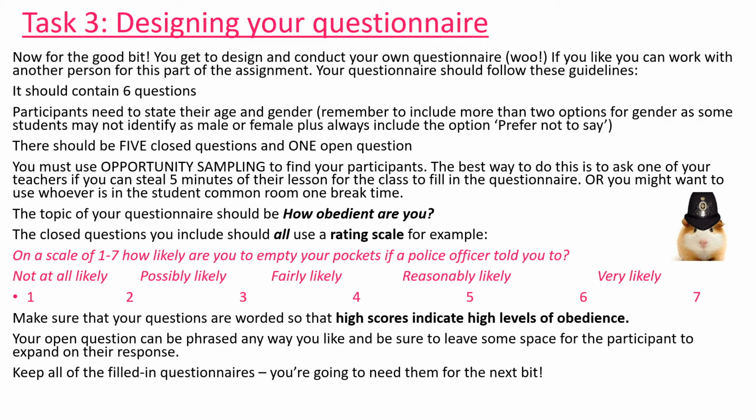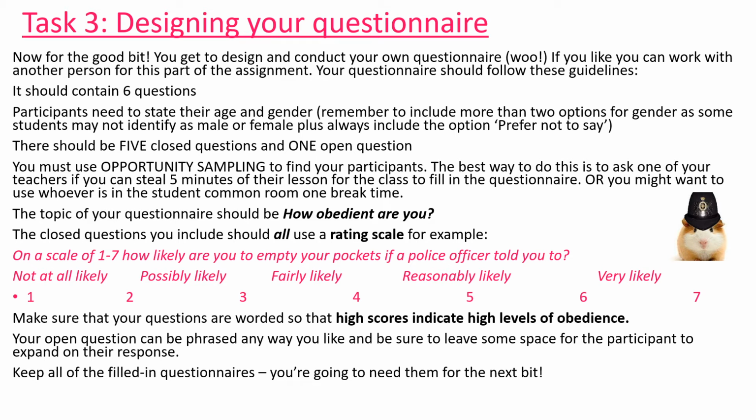So there should be 5 closed questions and 1 open question. The reason that you have 5 closed questions is you can easily measure your numerical data, your quantitative data, from your 5 closed questions. Your 1 open question is just for you to look at and see what they've put. It might be quite interesting, but you can't actually analyse it using the methods we're going to. You'll be able to do that later on in your psychology studies.